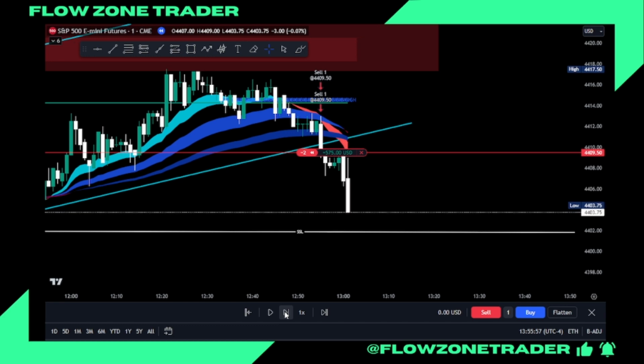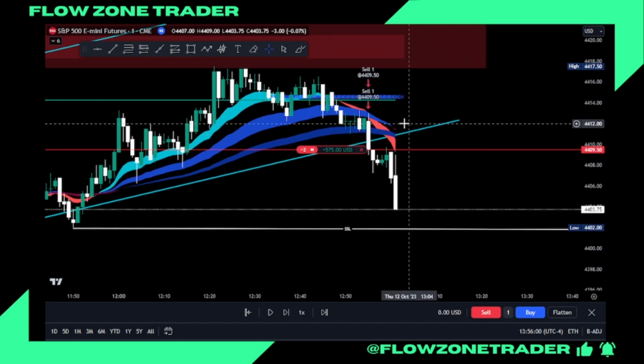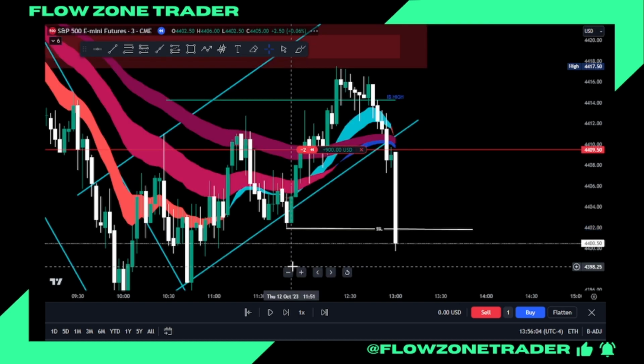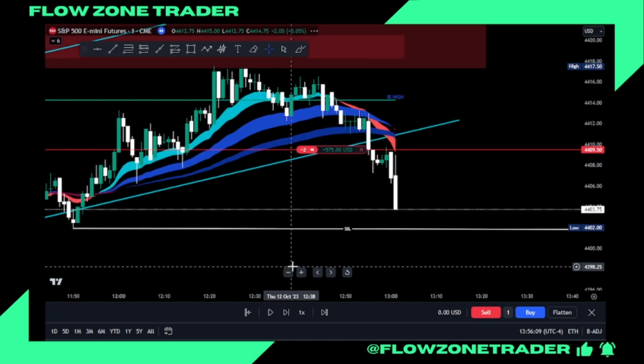Okay, it's giving me the flush. Notice how the flow zones are starting to turn now. Okay, they're starting to turn. If we go to a 3-minute, they are also starting to turn. Everything is now supporting the thesis that this wants to move lower.